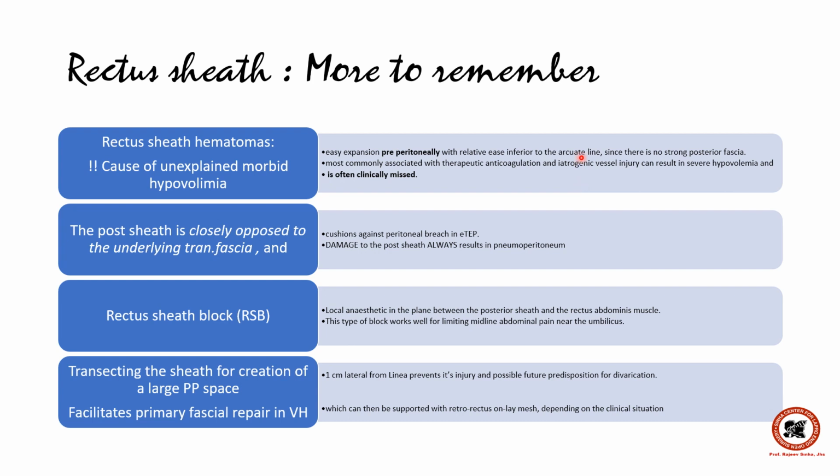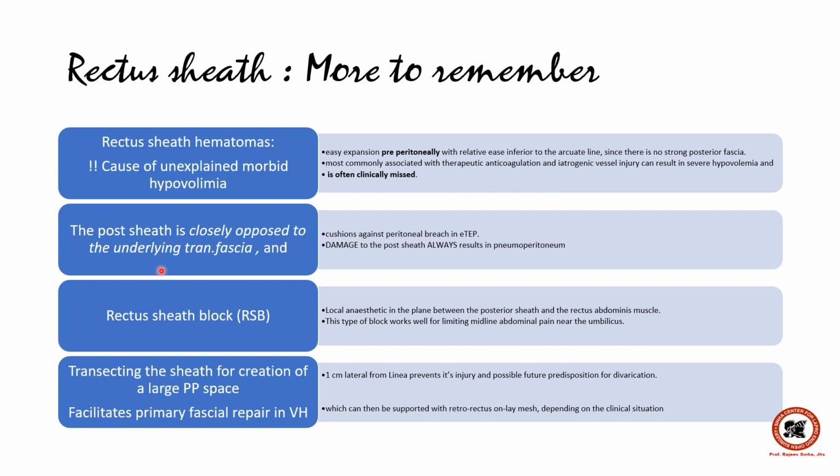Now, what more do you need to remember about the rectus sheath? Number one, rectus sheath hematomas are a cause of unexplained morbid hypovolemia, for the reason that once the epigastric vessel starts bleeding, it takes the easy course out, and that is the preperitoneal space. Because the preperitoneal space is an easily expandable space, diagnosing a hematoma lying in this space is very difficult. So the diagnosis becomes late, and the patient goes into hypovolemia.